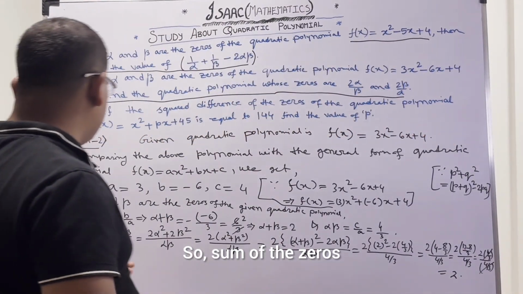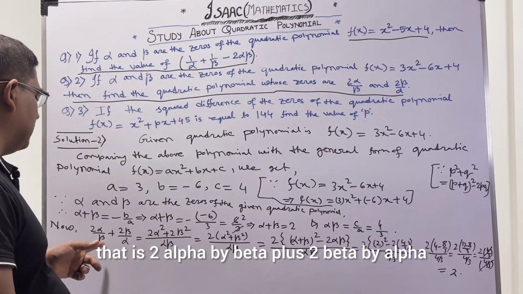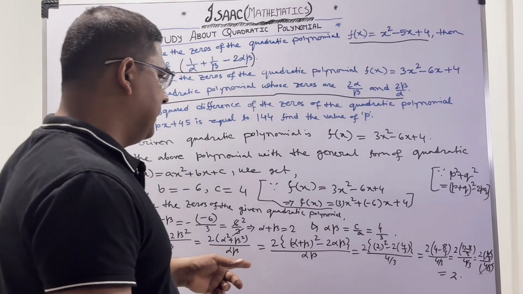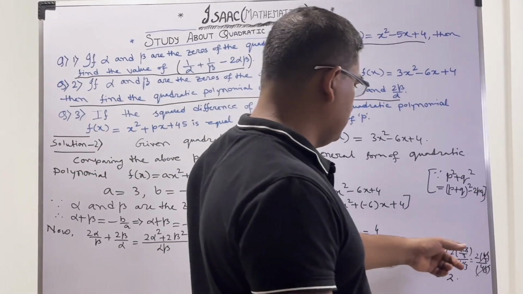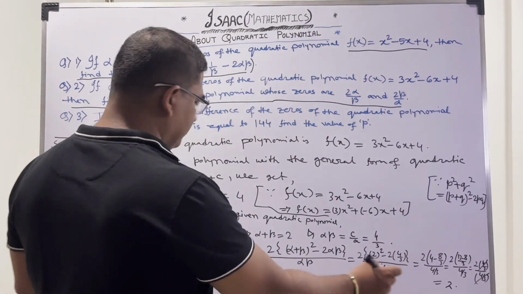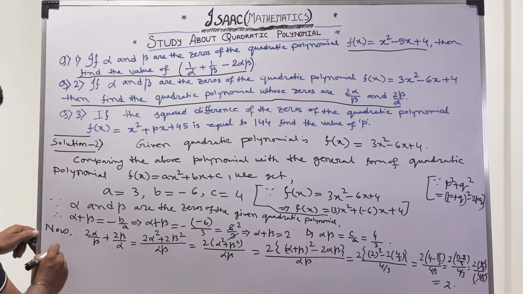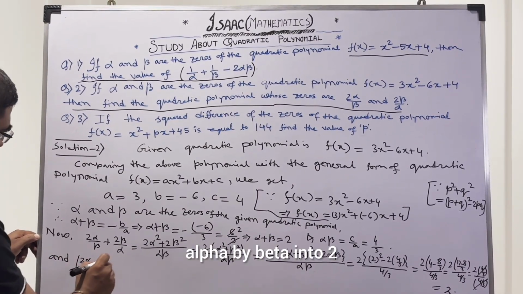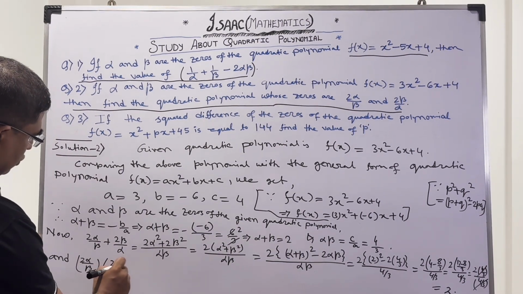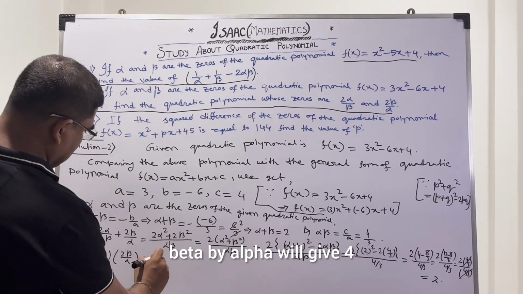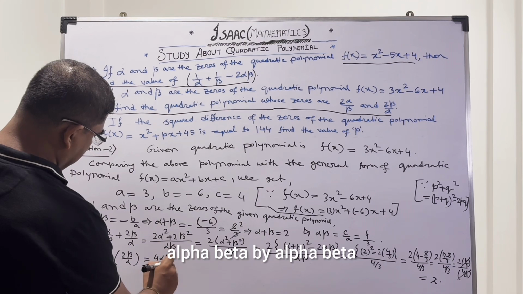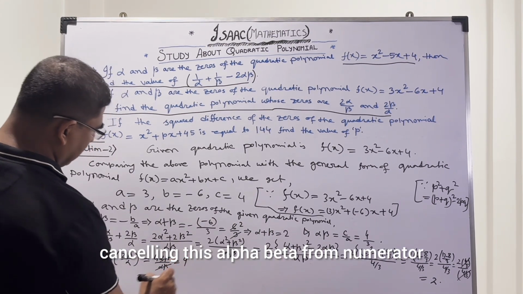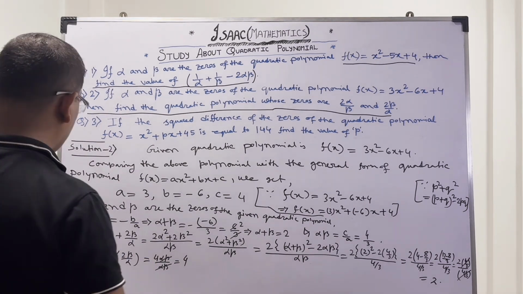So the sum of the zeros, that is 2 alpha by beta plus 2 beta by alpha, will give 2, and 2 alpha by beta into 2 beta by alpha will give 4 alpha beta by alpha beta. Cancelling this alpha beta from numerator and denominator, we get 4.